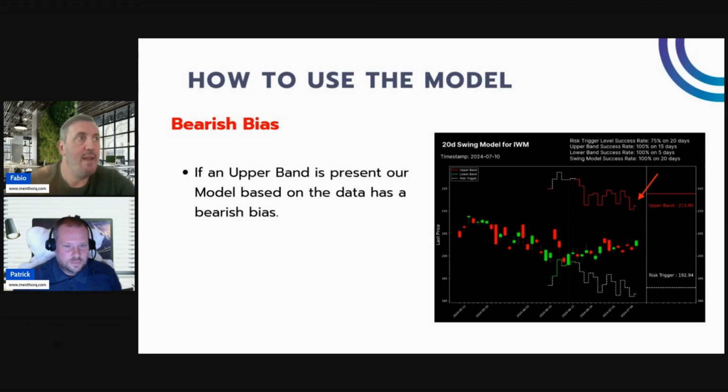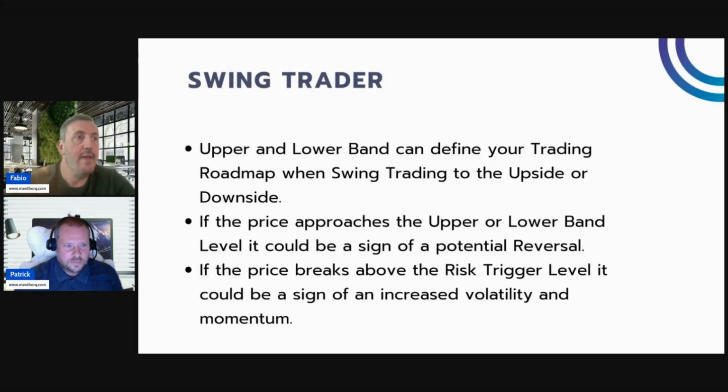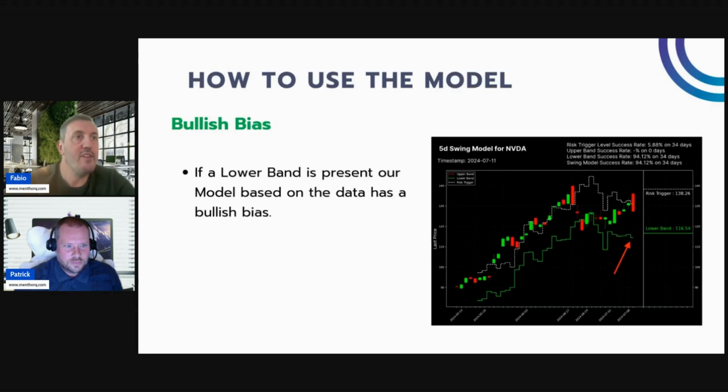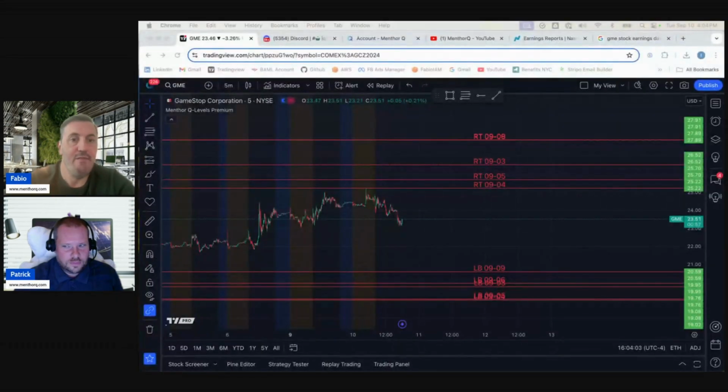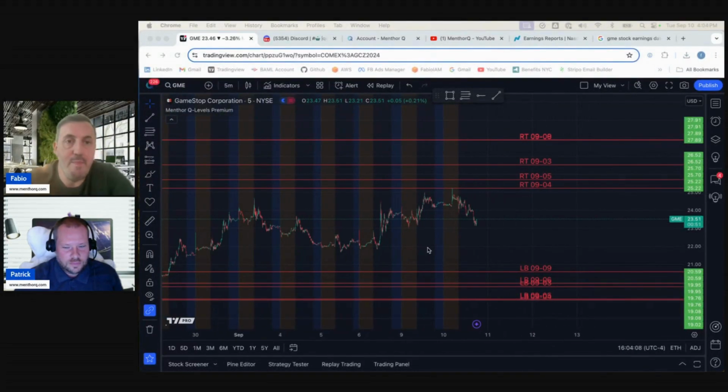We have our upper band, which suggests a bearish bias, and you can recognize it from the red color here. We have our lower band, which is our bullish bias, in green. And then we have a risk trigger, the white line that you see here. We're going to go into the bot very soon, but basically the risk trigger is a reaction zone that could potentially be the start of a new trend, or it could also be a profit target that you might want to target.